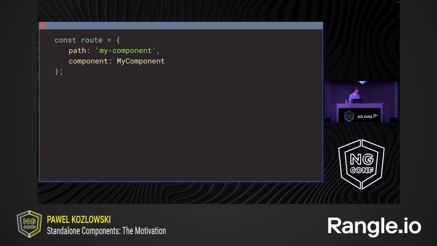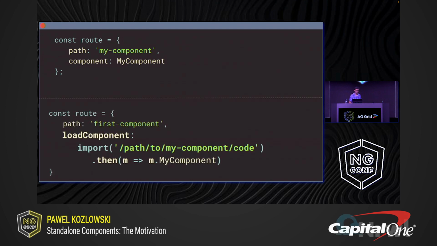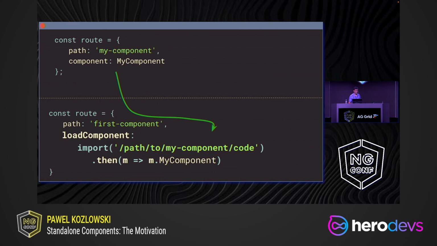The part that I'm really excited about is component lazy loading. Previously, to lazy load a component, you had to create an NgModule and actually load the NgModule. Now, all that's needed is flipping this component property to loadComponent, and then using a standard JavaScript import statement to bring in the code and point to the component that you want to instantiate. That's it. Yay!